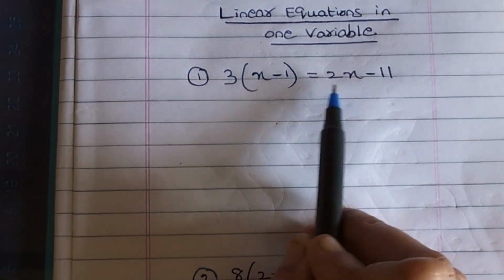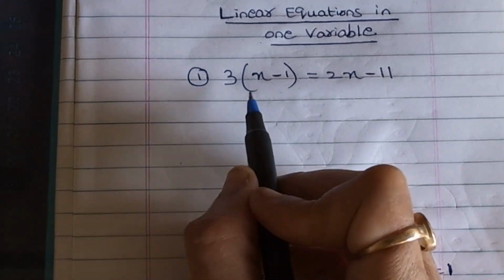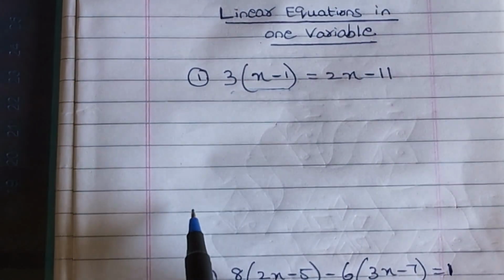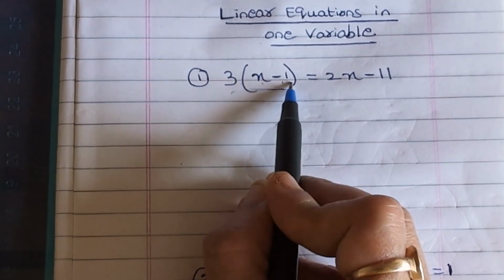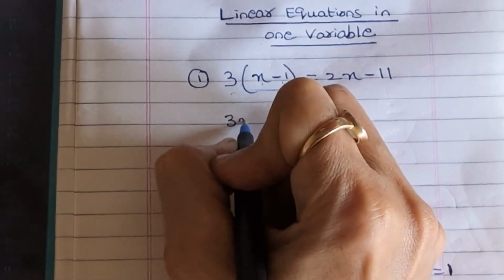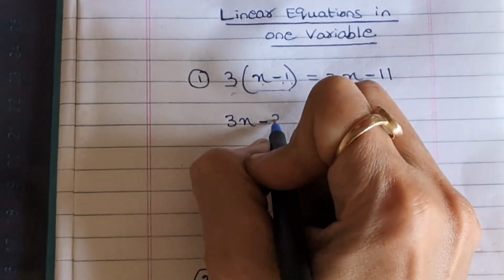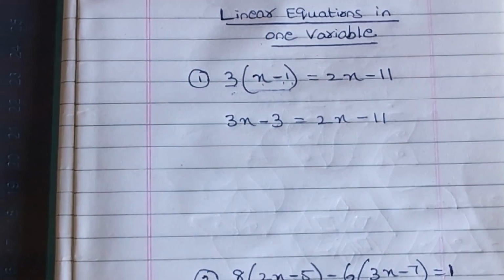Now here is the first question. 3 into x minus 1 equal to 2x minus 11. Now first we have to open the bracket. Distributive property we have to use. 3 into x minus 3 into 1. So open the bracket. So 3x minus 3 into 1 is 3 and RHS, write the RHS as it is.